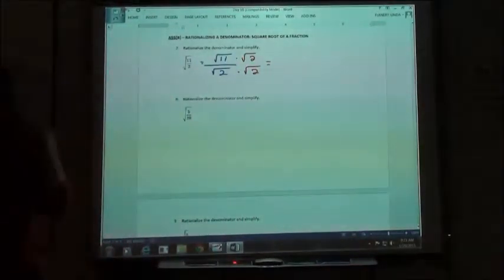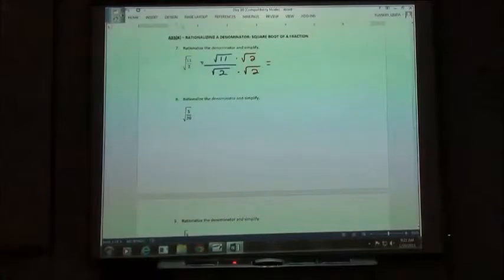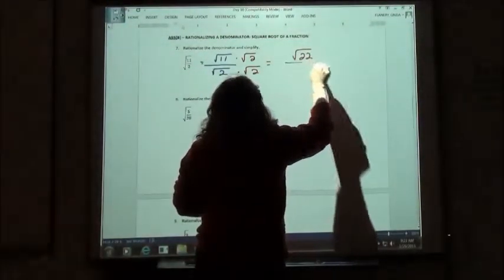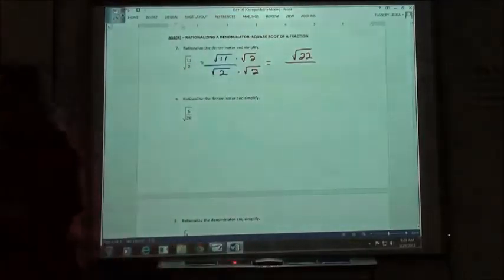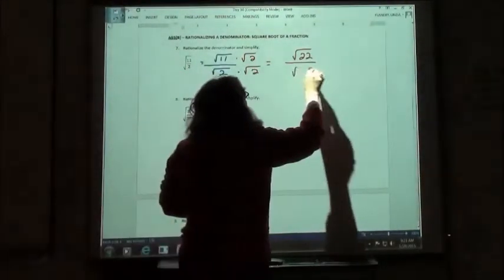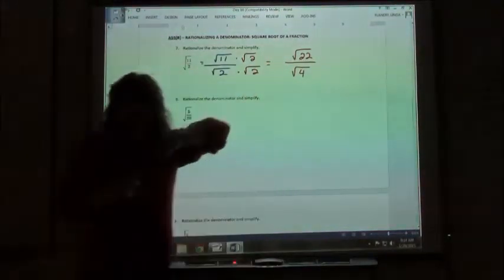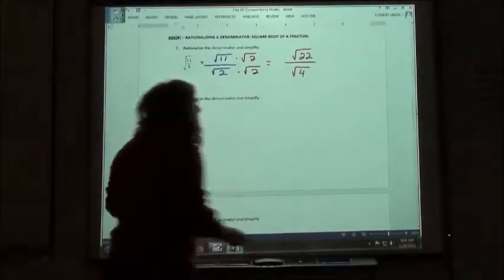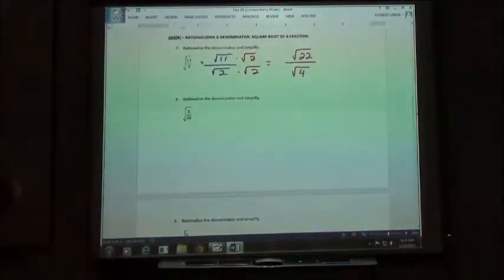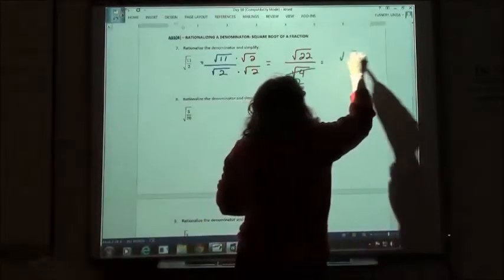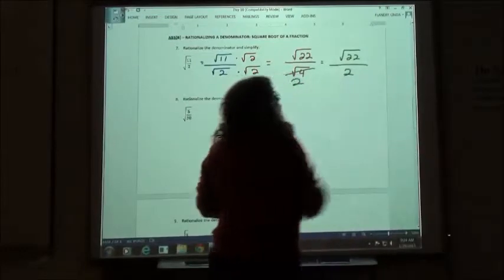Now on these ones, since the top is already underneath the square root, now I can multiply. Square root of 11 times the square root of 2 would be square root of 22. And on the bottom, square root of 2 times the square root of 2, square root of 4. Now the top one with 22, I can't simplify it because it doesn't have any factors that are perfect squares. But the bottom, we can make square root of 4 is 2. It's just a nice whole number 2. It's not under the square root anymore. So we get the square root of 22 over 2.